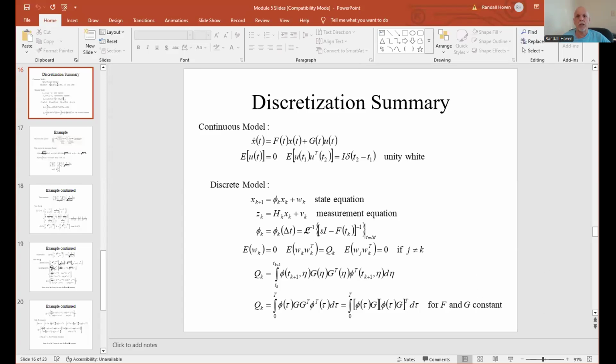Stop the share and end this thing. That ends this module on state space and discretization.